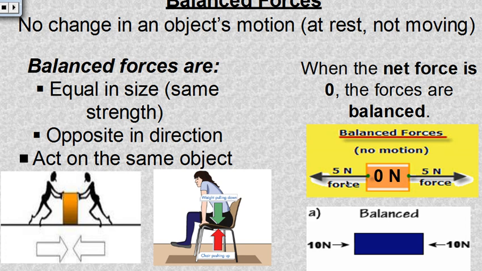For instance, if I have 5 newtons pulling to the left and 5 to the right, this ends up being a 0 newton force. Notice how my forces are equal in size, 5 and 5, and they are in opposite direction. Because they are equal and opposite, the net force will always be 0. This is a balanced force. The same thing is happening right now as you're sitting in a chair. The reason why you don't fall to the ground is your weight pulling down on the chair, and the chair is pushing back up on you. If this did not happen, you would actually fall to the ground. This is an example of a balanced force.